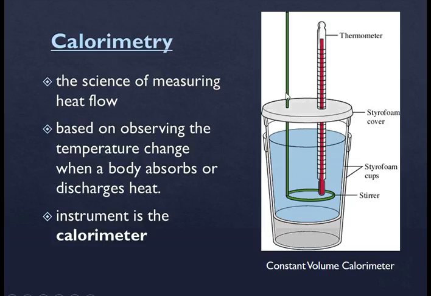So this is just one example of a calorimeter type. This is what's easiest to build in a normal lab. This is two nested styrofoam cups. The outer cup acts as an insulator. The inner cup is a container that also insulates to a degree. We have a stirrer, which is the green object.